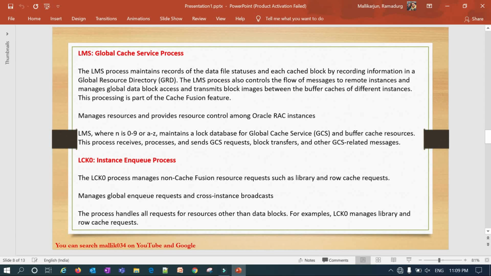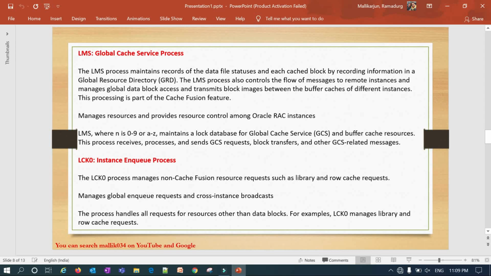And LCK0, the instance enqueue process. The instance enqueue process is what you can compare in a standalone database to a lock or latch mechanism, right? If you read this particular line, the LCK process manages non-cache fusion resource requests such as library or row cache requests, manages global enqueue requests and cross-instance broadcast. The process handles all the requests for a resource other than data blocks. For example, LCK0 manages library and row cache.